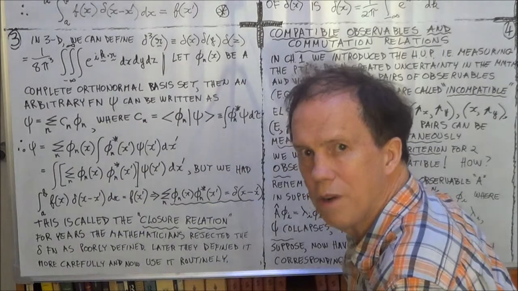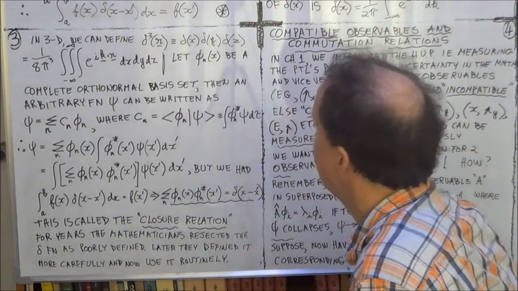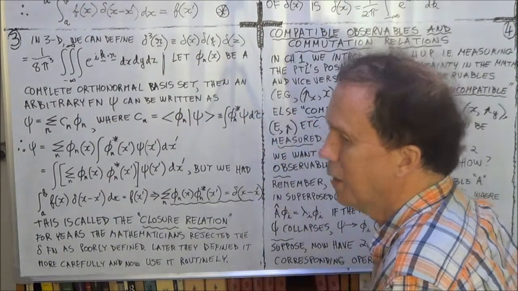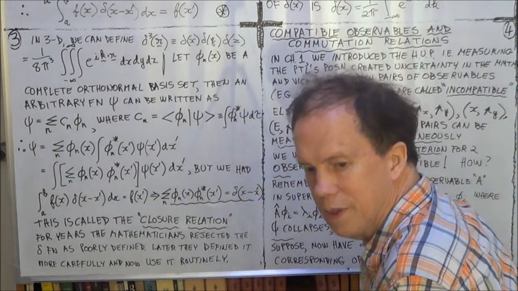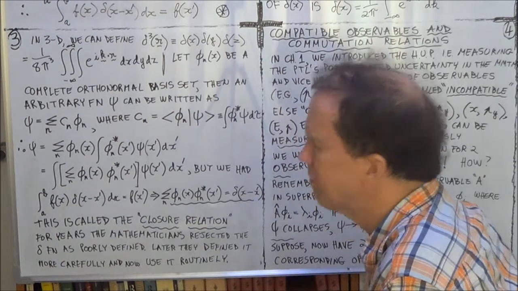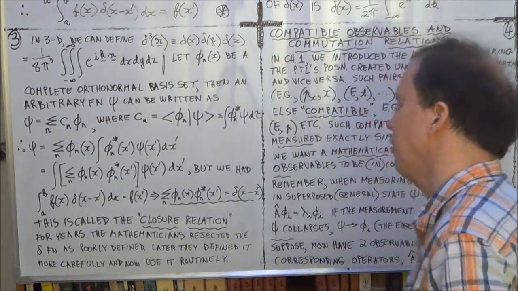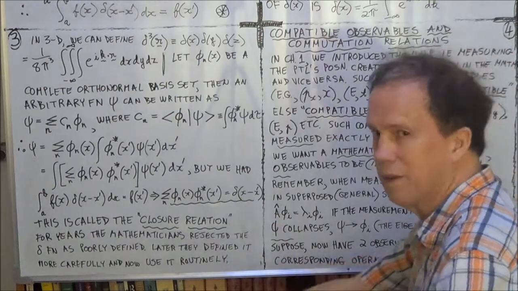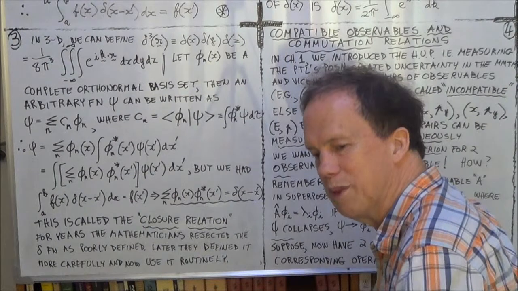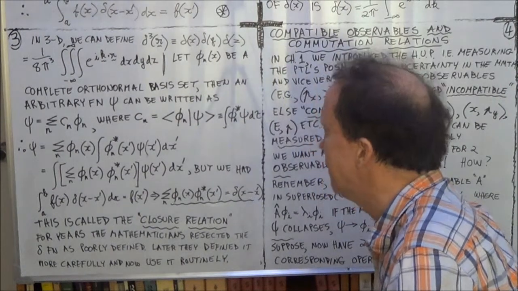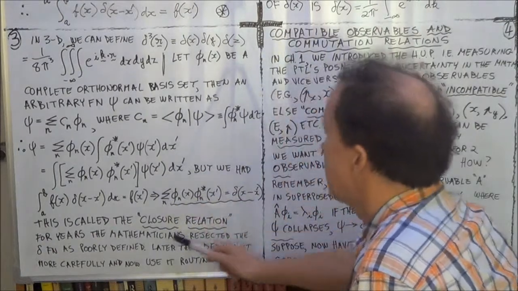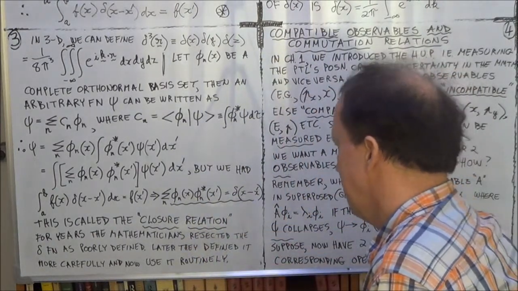Completeness and closure are closely related. This set here, this basis set, is closed in the sense, completely closed. Perhaps I should refresh my memory. What's the difference between completeness and closure? Don't worry about it. Anyway, this expression here is called the closure relations.